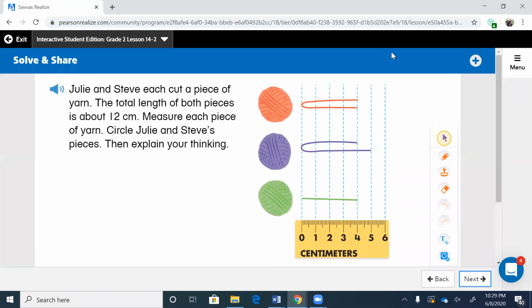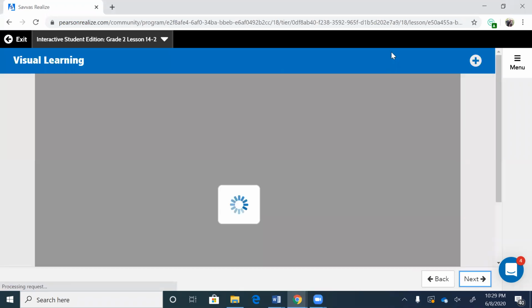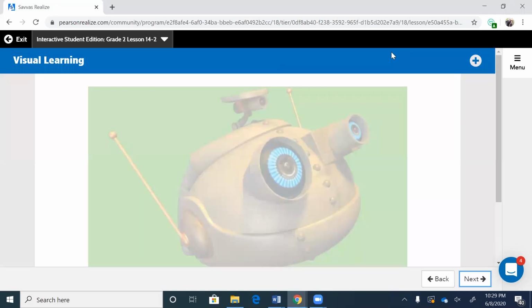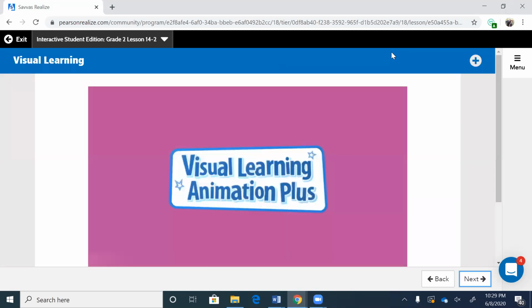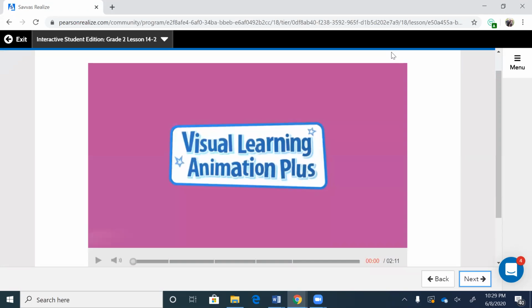All right, so we're actually going to have to skip our solve and share because it requires us to actually measure things. So we're going to start with the visual learning. Here we go.